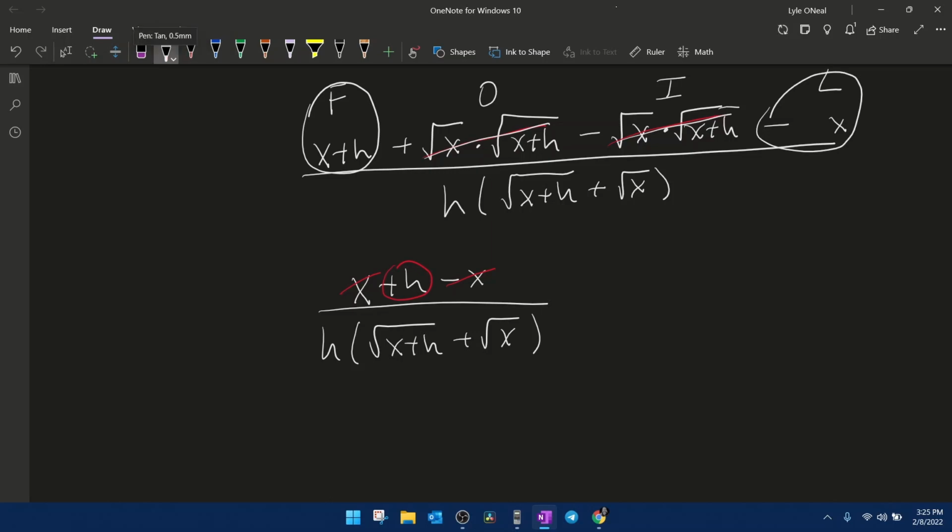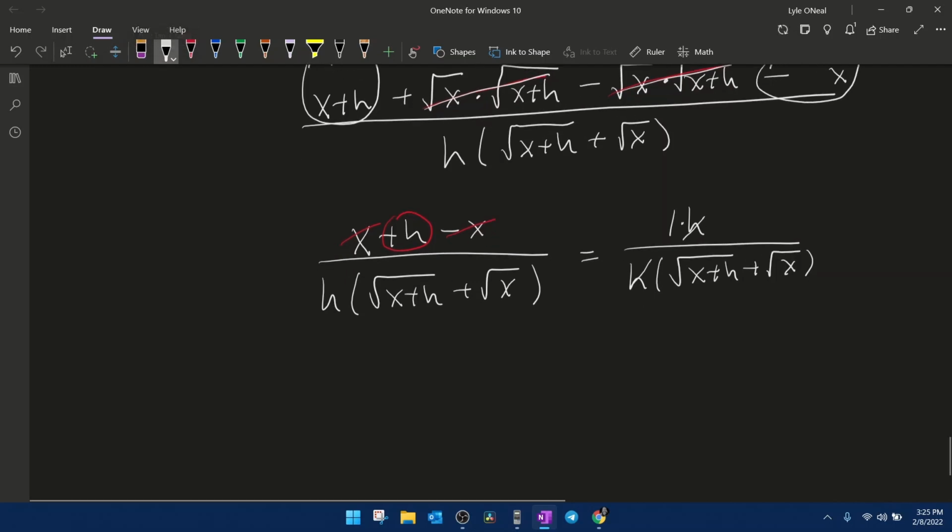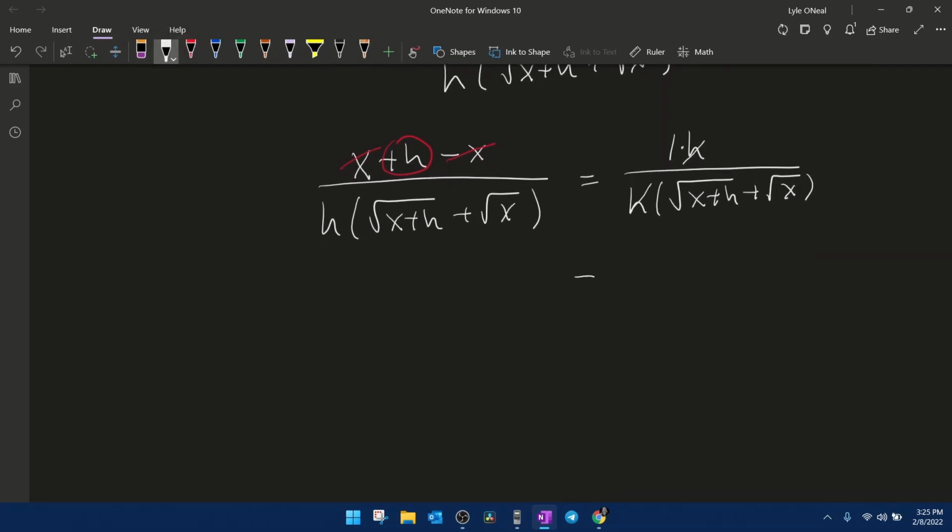And now hopefully you can see that I'm going to have a factor of h top and bottom. So I'm going to write it like this. H only in the top is an understood 1h all over the denominator again. If I reduce the h's, notice that is going to leave me the coefficient of 1. And I'm to the end of the problem.